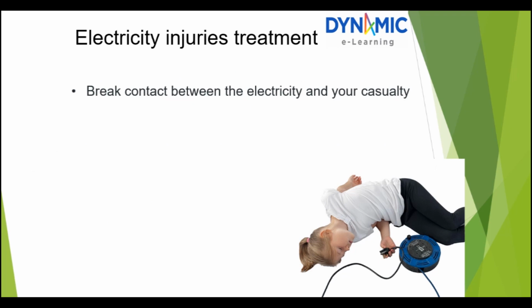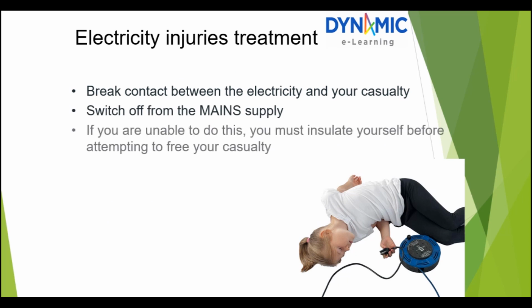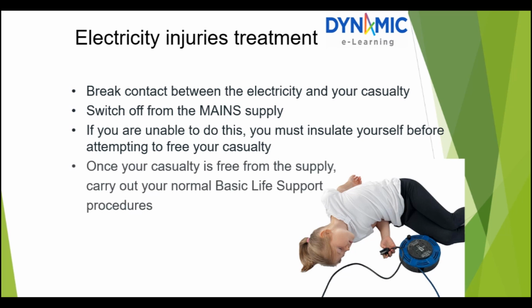We break contact between the electricity and your casualty. Where possible, switch off the main supply. If you're unable to do this, you must insulate yourself before attempting to free the casualty. So you stand on a rubber-based mat and use a wooden broom handle. Once your casualty is free from the supply, you carry out your normal basic life support procedures, and be aware of potential serious burns to deal with.